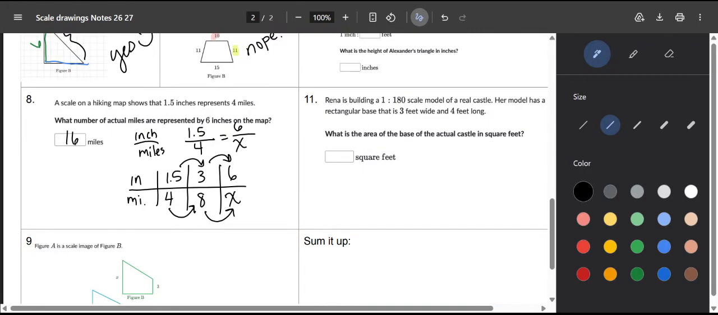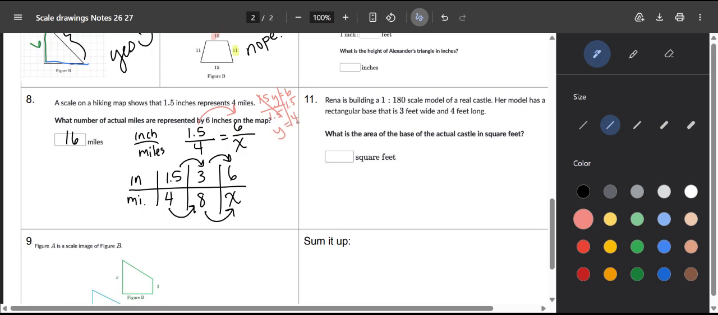16 miles. If I wanted to skip that middle step, could I do that? Yes. I could figure out what magic number will take me from 1.5 to 6 by doing 6 divided by 1.5, just like we did in our equations earlier, and find out y must be 4.